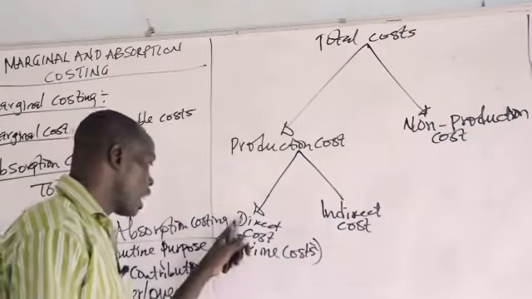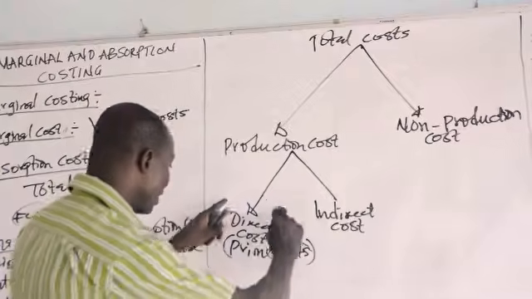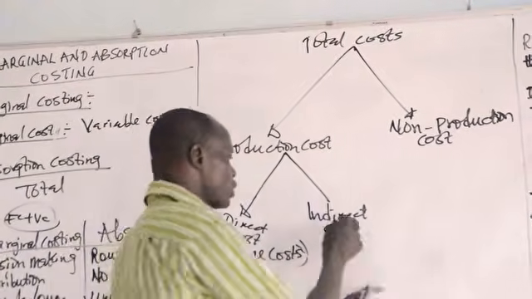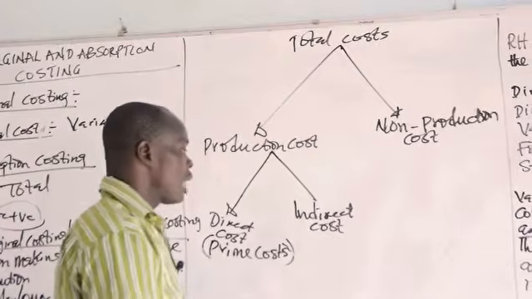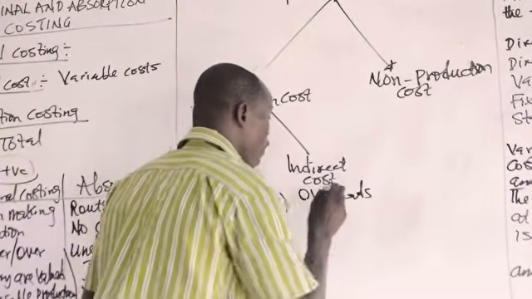So, direct costs are prime costs. All these costs are variable costs. Indirect costs are what we call overheads.